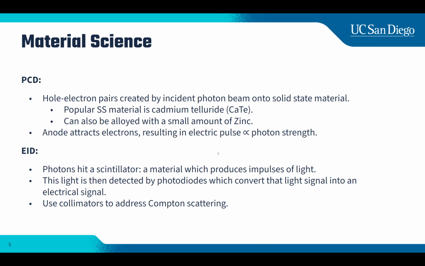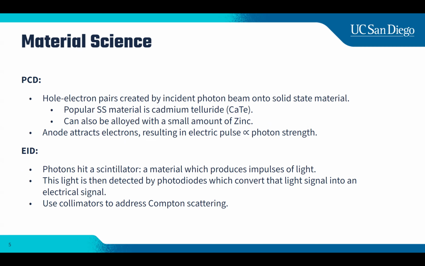Very quickly on the material science, PCD typically uses semiconductor material, the most popular being cadmium telluride, or, if you dope it with zinc, cadmium zinc telluride. The reason this material is used is its very high atomic number, as opposed to common semiconductor materials such as silicon or gallium arsenide, which have smaller atomic numbers. The bigger the atomic number, the smaller your Compton scattering. And there's a voltage across the solid state material, a very high voltage.